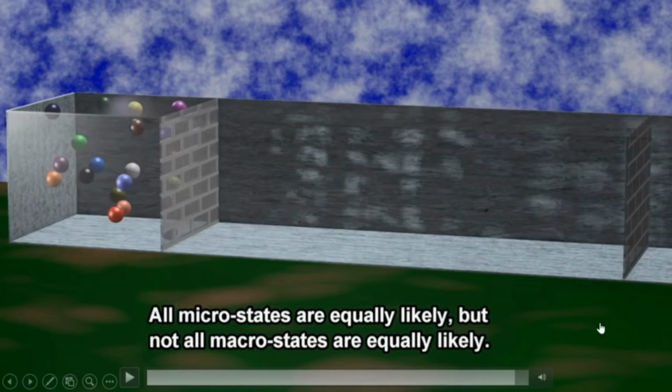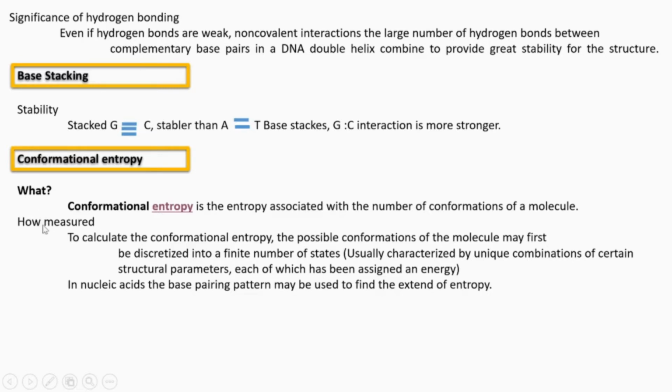I think you understand the concept of what entropy is, to a certain extent. So how do we measure the conformational entropy of a nucleic acid? First, we need to understand how many possible conformations are possible for that nucleic acid. Depending upon that extent, that will be the extent of the entropy also. As the entropy is more, there is more stability.